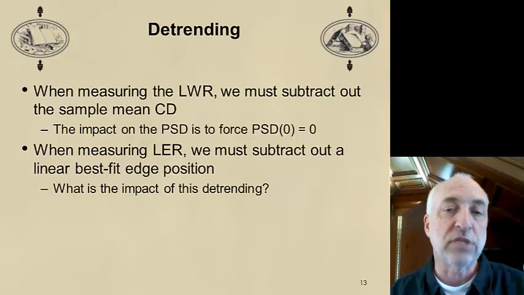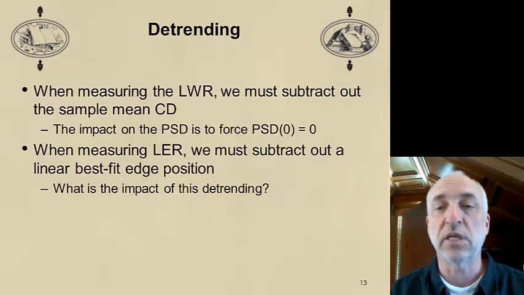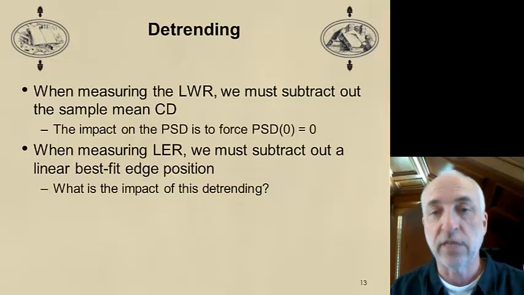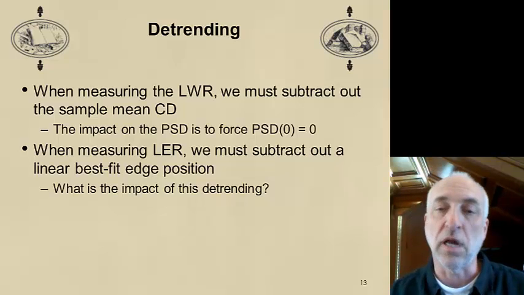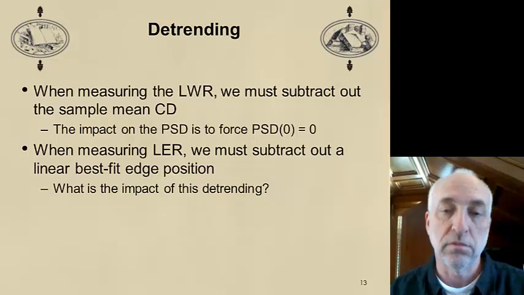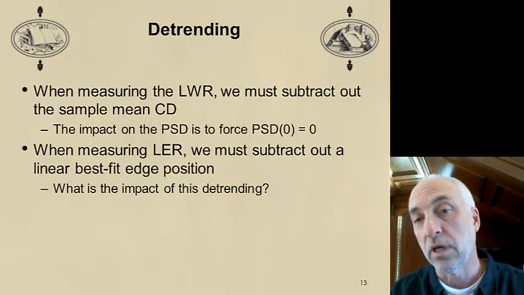The impact of detrending on the PSD is very simple. It forces the zero frequency PSD to be 0. That is, there's no information about the zero frequency, which is the mean value of an infinitely long line, because I don't measure out to an infinitely long line.